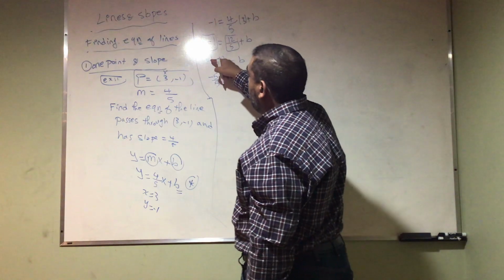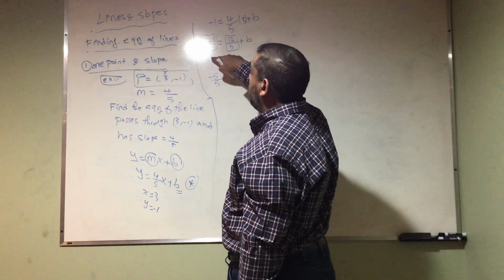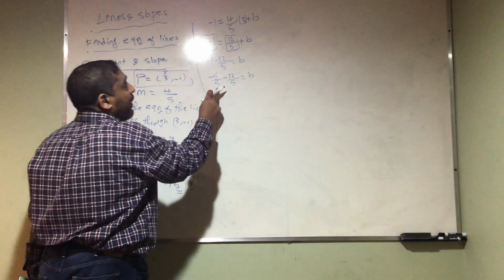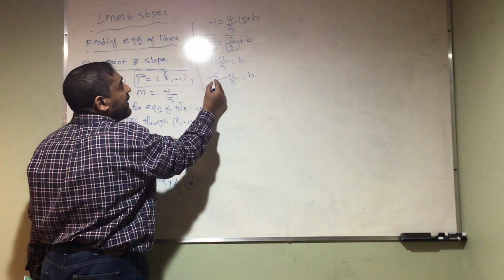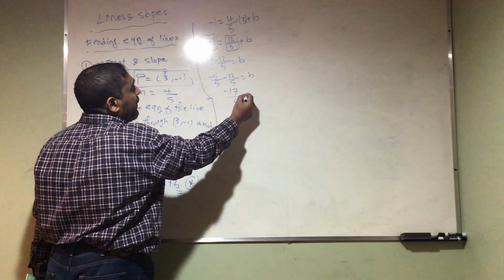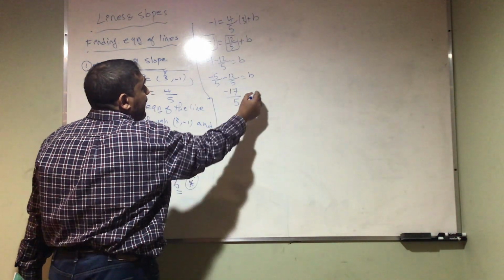I rewrote -1 as -5/5, which is -1. Now I can combine them: -5 with -12, you get -17/5 equal b. So that is your b.